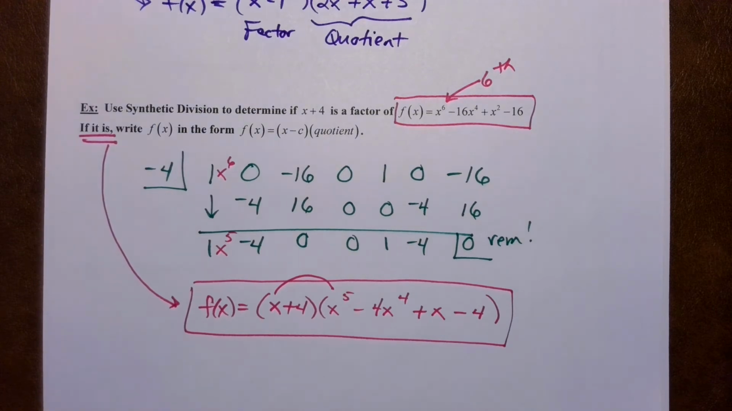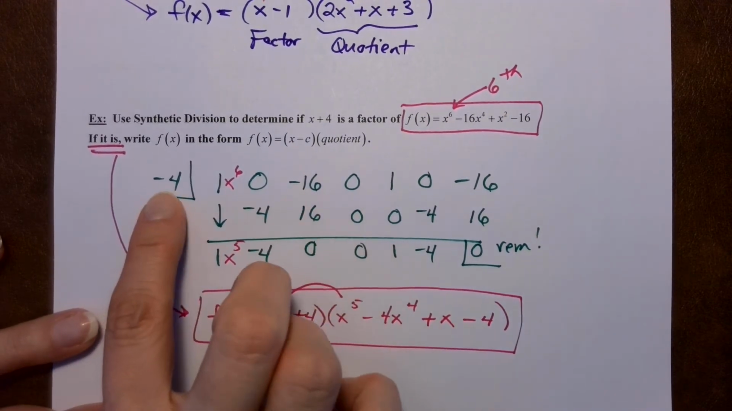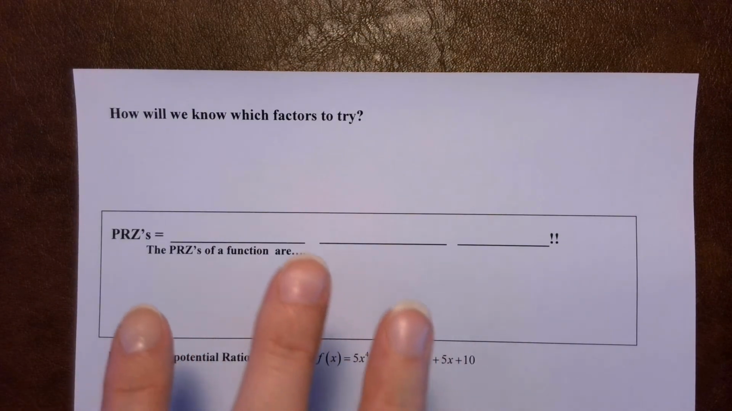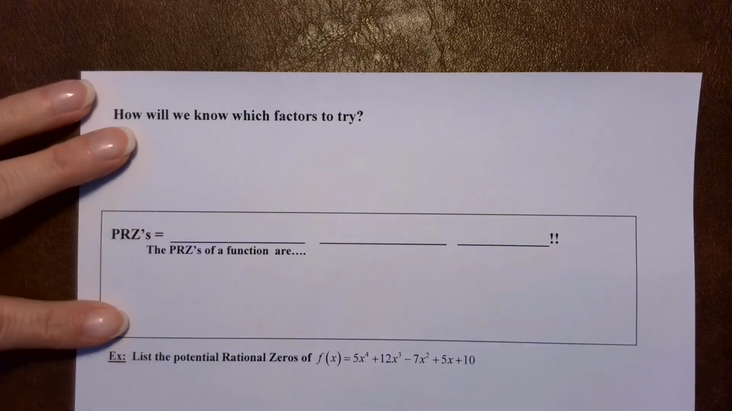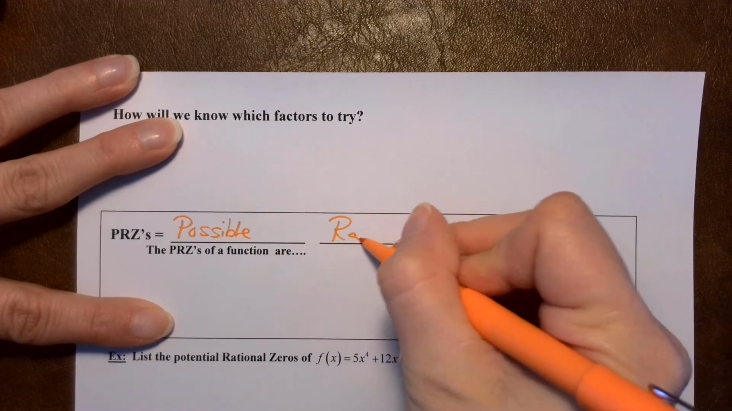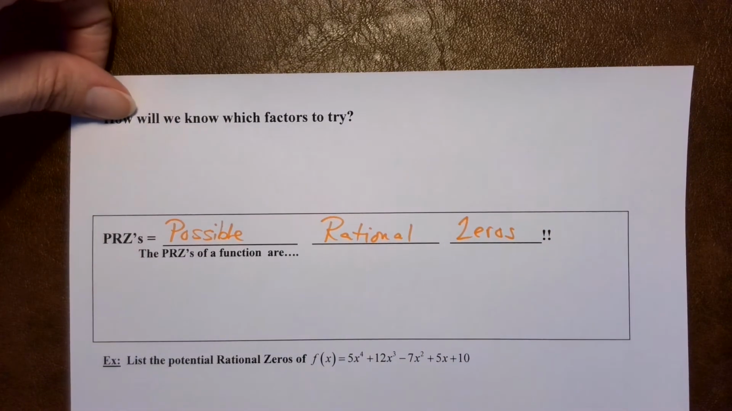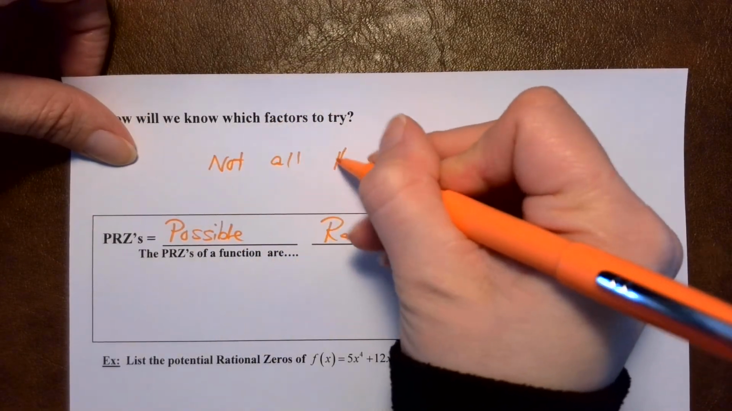Okay, now eventually where we're going to go with this is I'm going to say keep going, factor more, factor more. Now some people ask, how do I know what numbers to try? I'm going to be here all day if I just keep trying. So how do we know what factors to try? There are things that are called possible rational zeros. How do I know which ones we'll try? Not all numbers will work.